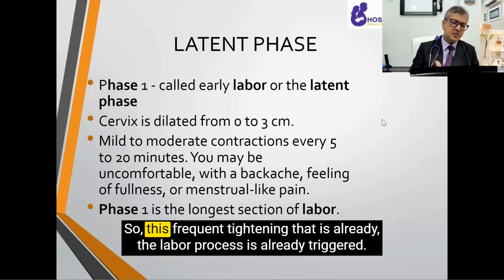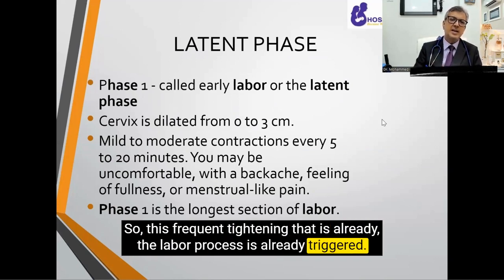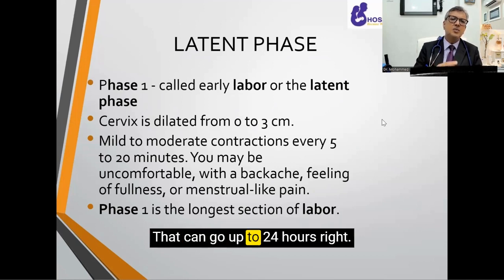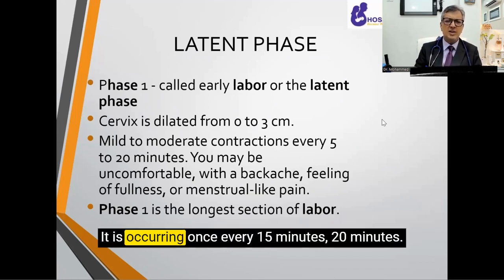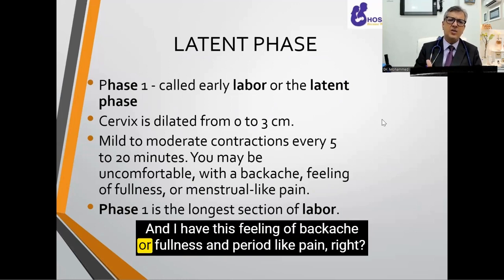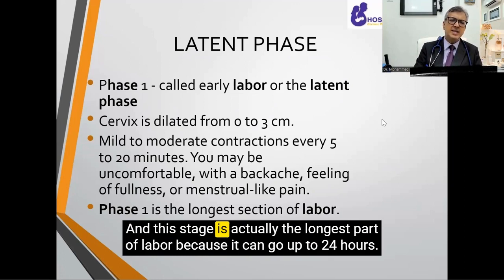So this frequent tightening, where the labor process is already triggered, can go up to 24 hours. This is where it's not very painful, it's mild to moderate, occurring once every 15 to 20 minutes, and I have this feeling of backache or fullness and period-like pains. And this stage is actually the longest part of the labor because it can go up to 24 hours.